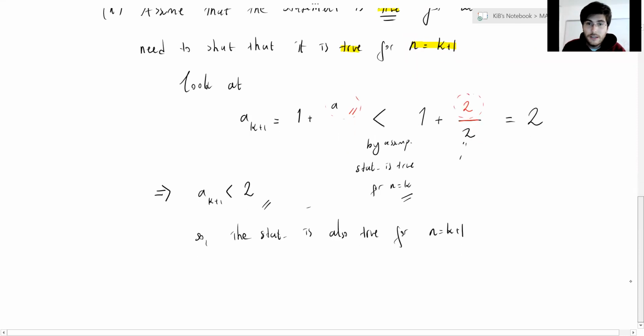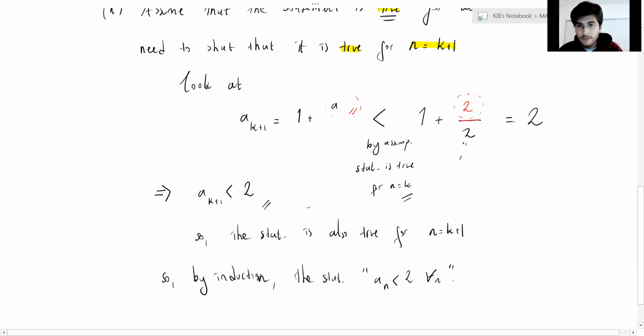So by induction, the statement a_n is less than 2 is true for all n. Okay, maybe I should erase this. This statement is true for all n. This is mathematical logic. So this is the method of induction.